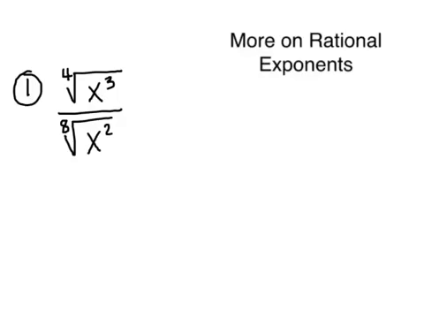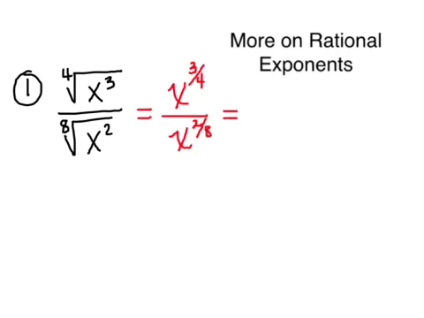Here are some more examples that involve rational exponents and radicals. This particular one, let's see what it looks like as a rational exponent. We would take x, the numerator would be 3, the denominator would be 4. Then we would take x on the bottom with a 2 on the top and an 8 in the denominator.